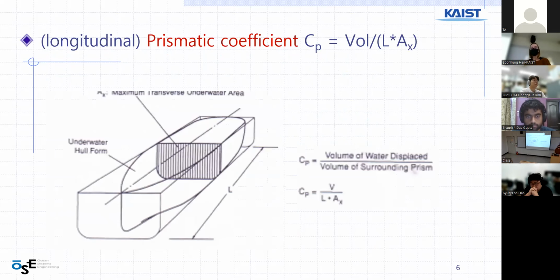Then for the other coefficients, we have the prismatic coefficient Cp, which is equal to the volume of the surrounding prism, just the same as we said before, divided by the length times the Ax, so it's the same section as I explained also before. And it gives an indication of how much the ship's form changes at its ends.